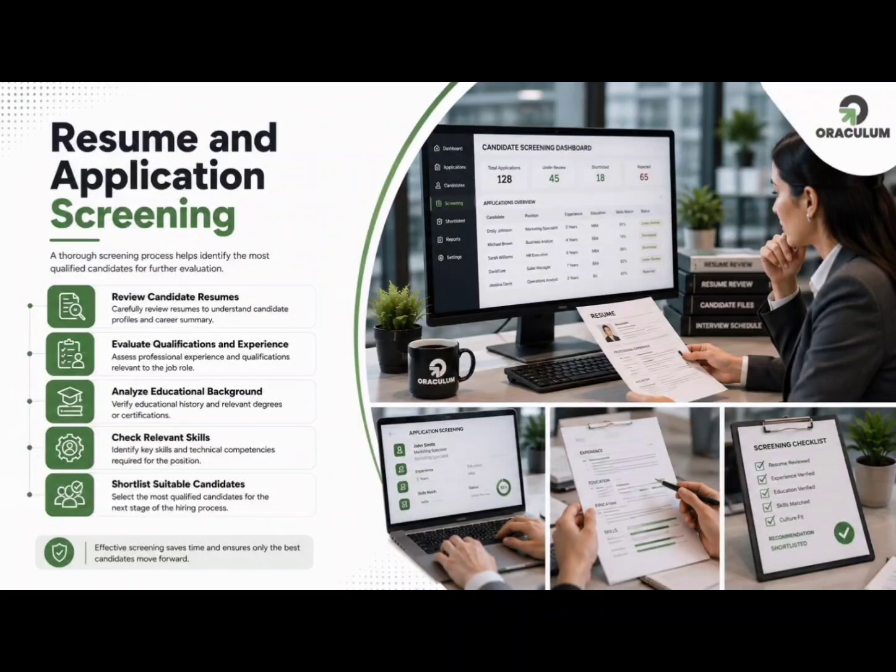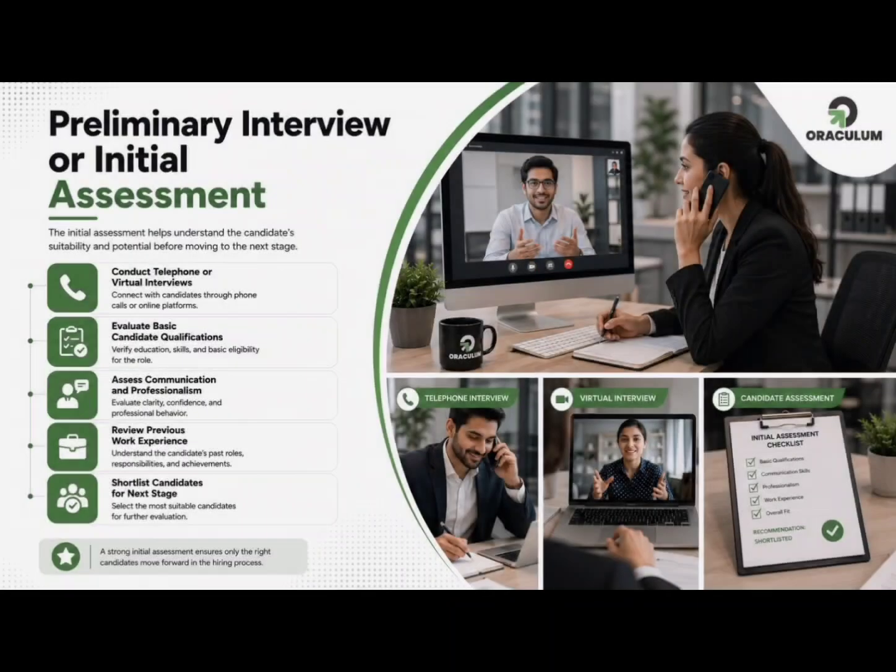Resume and application screening. Employers review and screen applications to identify candidates who meet the required qualifications and experience. Screening focuses on educational background, professional experience, and relevant skills. Shortlisted candidates proceed to the next stage.